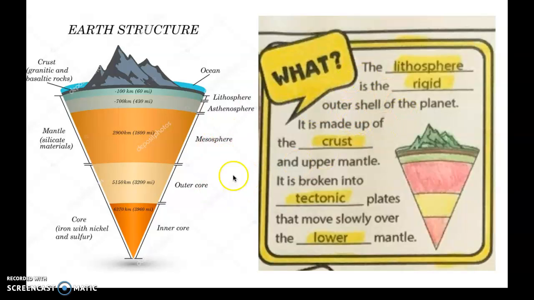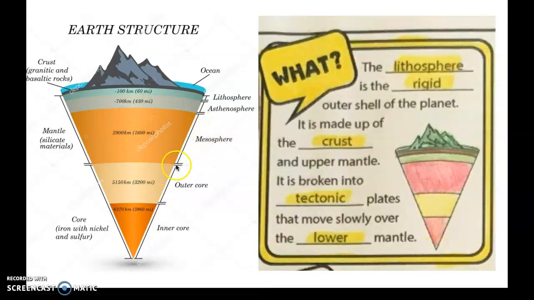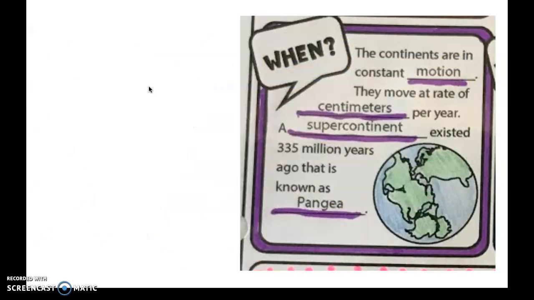So that rising of the warm mantle liquid and the falling of it when it cools down, and the rising of it again, that is what causes our plates to move. Think of a styrofoam plate on the ocean as it's being moved around. That's kind of like what the tectonic plates are doing. The continents are in constant motion, whether you realize it or not. They move at a rate of centimeters per year.